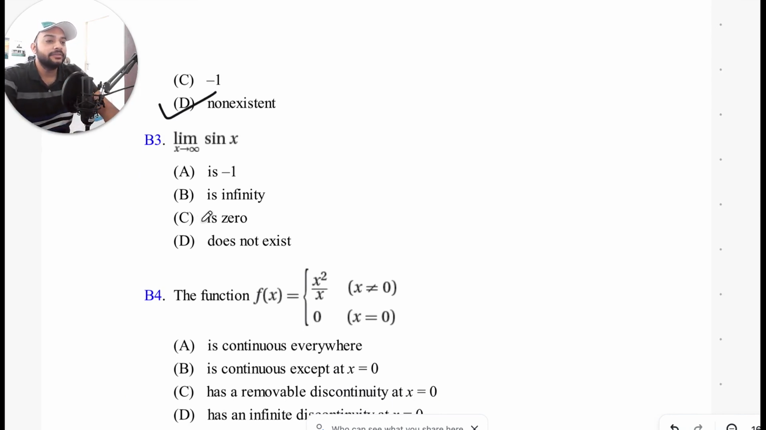Limit x tending to infinity, sine of x. Sine of infinity. Like I told you the last time, sine is an oscillatory function. At x tending to infinity, again, it will still be oscillating. So it's an oscillating discontinuity. So the limit does not exist. Again, D.